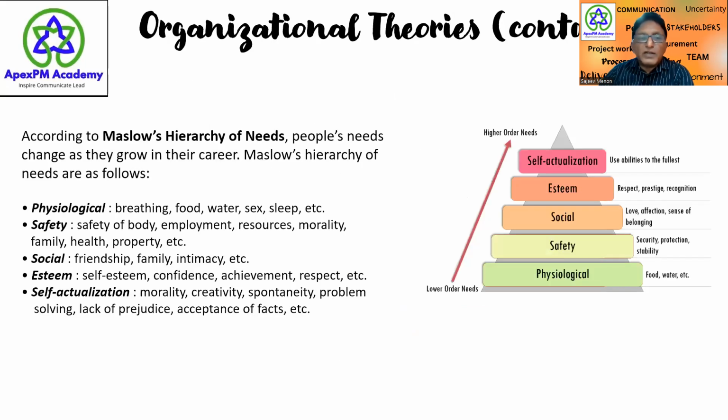This is a very common organizational theory, Maslow's theory of needs, which states that the main basic need of a person is a physiological need, the first need for food, water, sleep, etc. The second need is the need for safety, like health, family, property, etc. The next need is social need: friendship, family, intimacy. The next higher need is the need for self-esteem, confidence, respect. And the final need is for self-actualization.